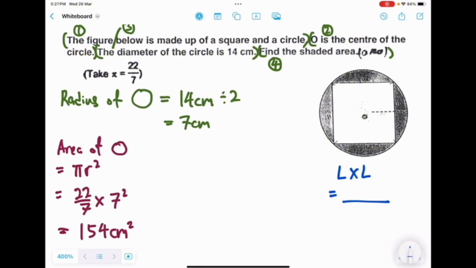Right, but in this case, do we know the length of the square? Do we know what this length is? No, we do not. But instead, what do we know? We know that the diameter of the circle is 14 cm. Now, what I want to do is to split my square up into 4 parts like that across the diameter of the circle. And looking at this, I know that this is 7 cm, this is 7 cm. All these are 7 cm, right? Because the radius of my circle is 7 cm. And therefore, these lengths are 7 cm as well.